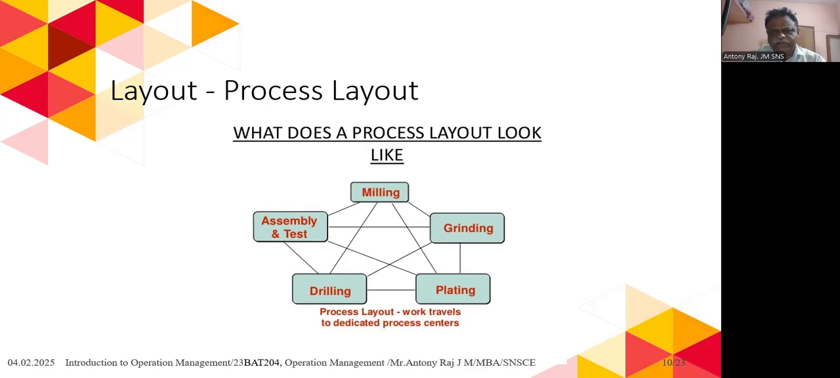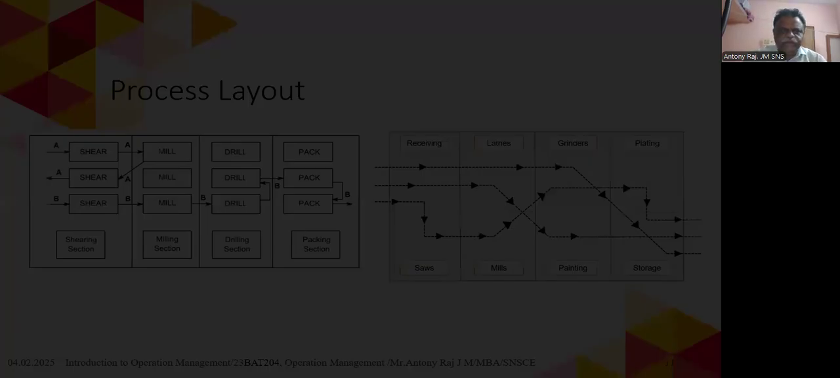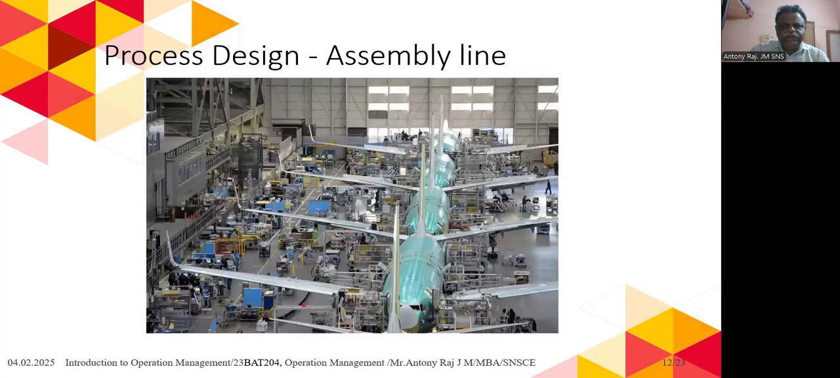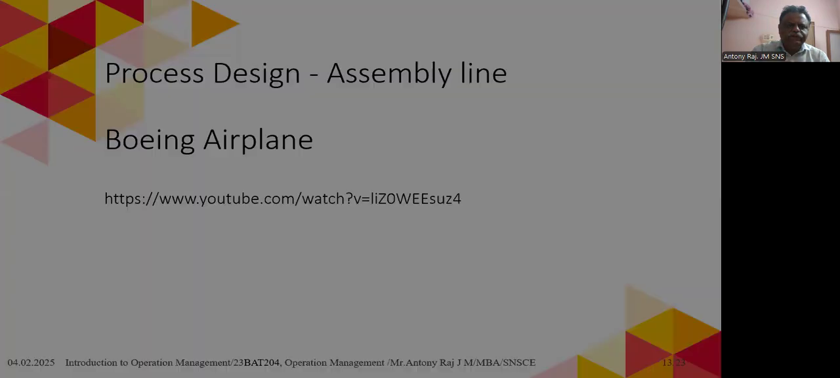So for example, we have a process here where we have assembly, testing, milling, grinding, and plating, where this process is arranged. So this is one more example of a process layout where, based on the processes, the layout has been arranged. This is one more example you can take, this is actually the aircraft. You can very clearly understand that based on the process, the layout is being arranged. So this is one example you can take.